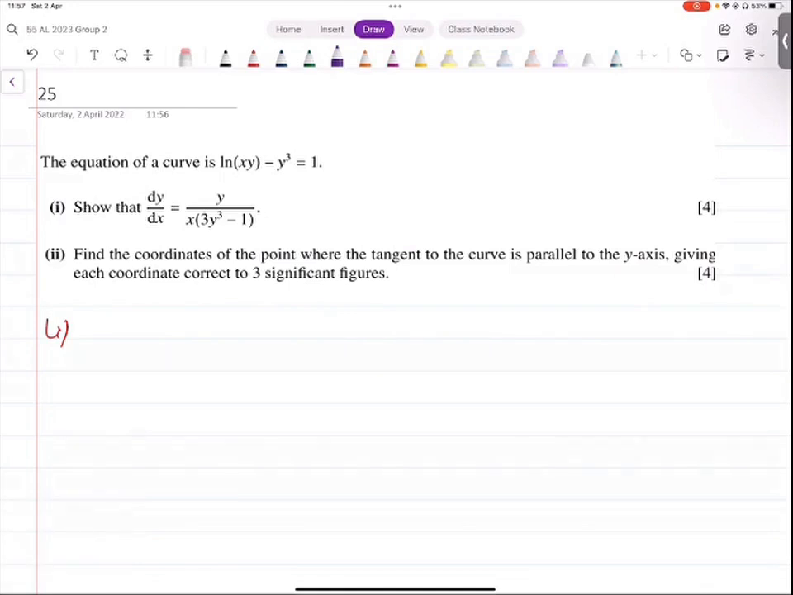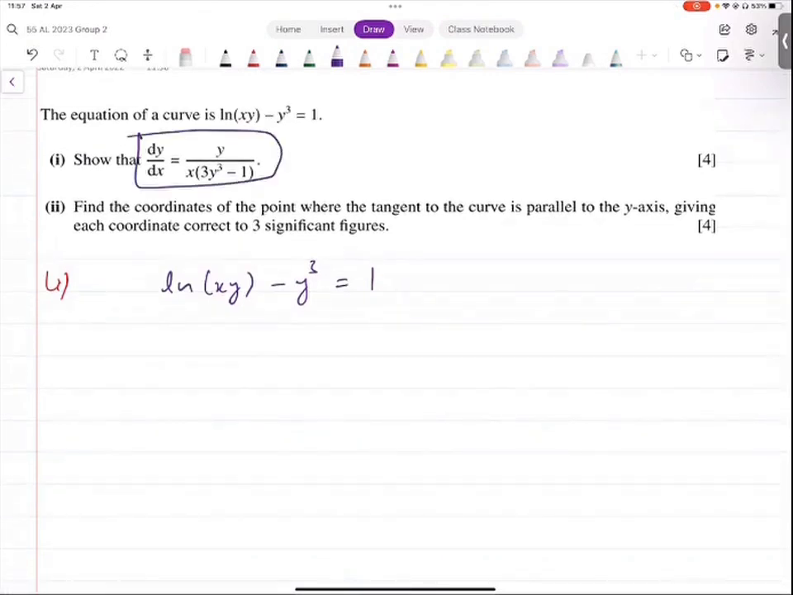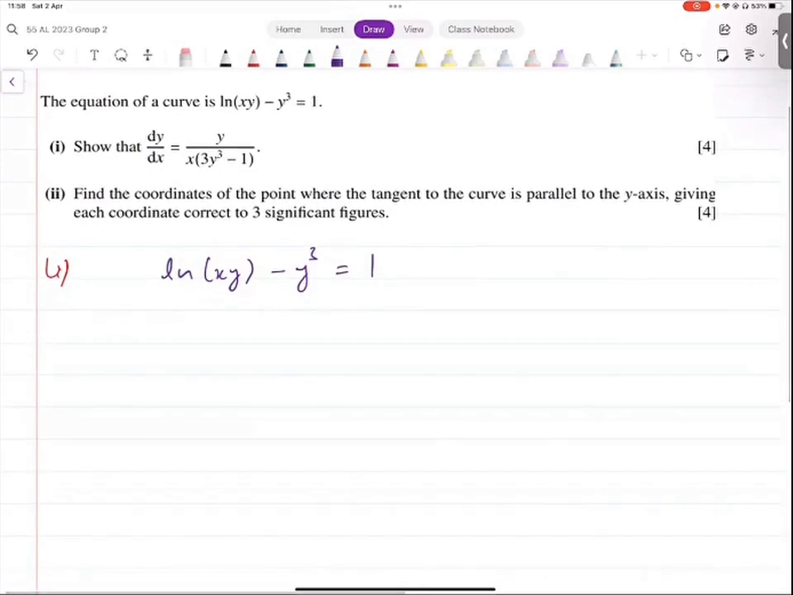Number 25 from the worksheet. We have the equation of a curve and that equation is ln of xy minus y cube equals 1. This is the equation of this curve. We need to show that the derivative dy over dx is equal to this. Yes. Now again, y is not the subject. So what do we do? We use implicit differentiation.